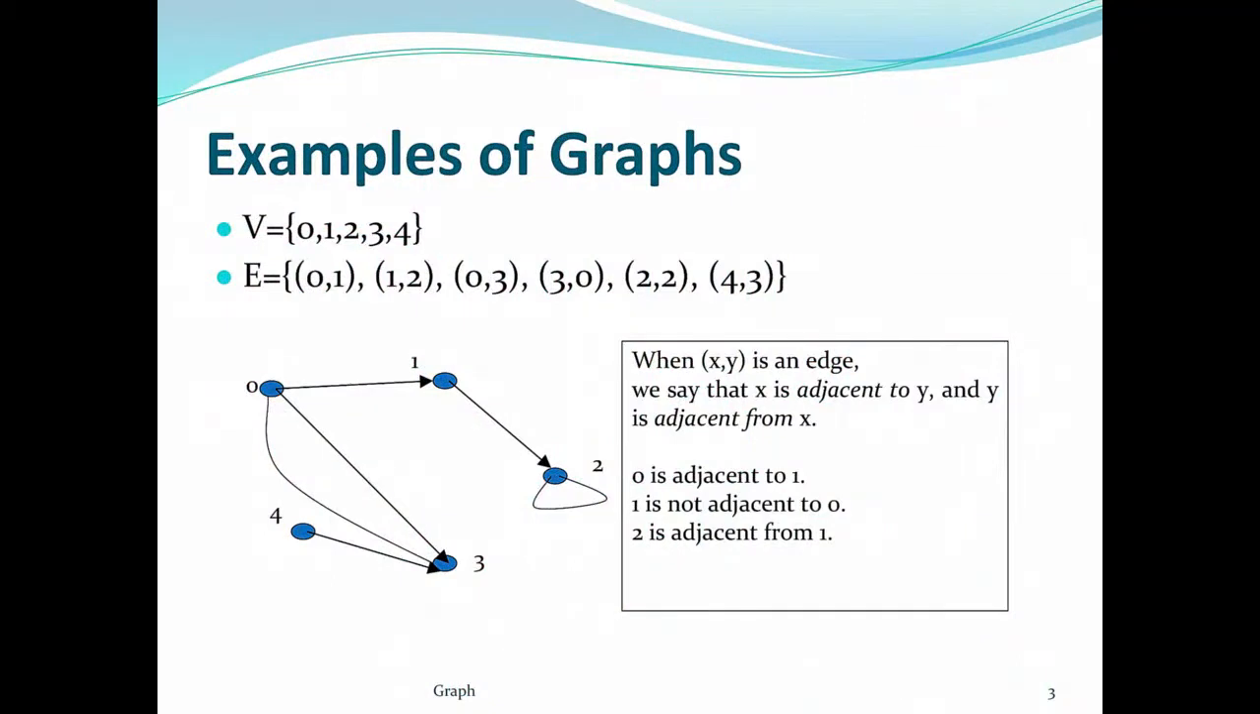Let's see an example. When (x, y) is an edge, we say that x is adjacent to y, and y is adjacent from x. 0 is adjacent to 1. 1 is not adjacent to 0. 2 is adjacent from 1.